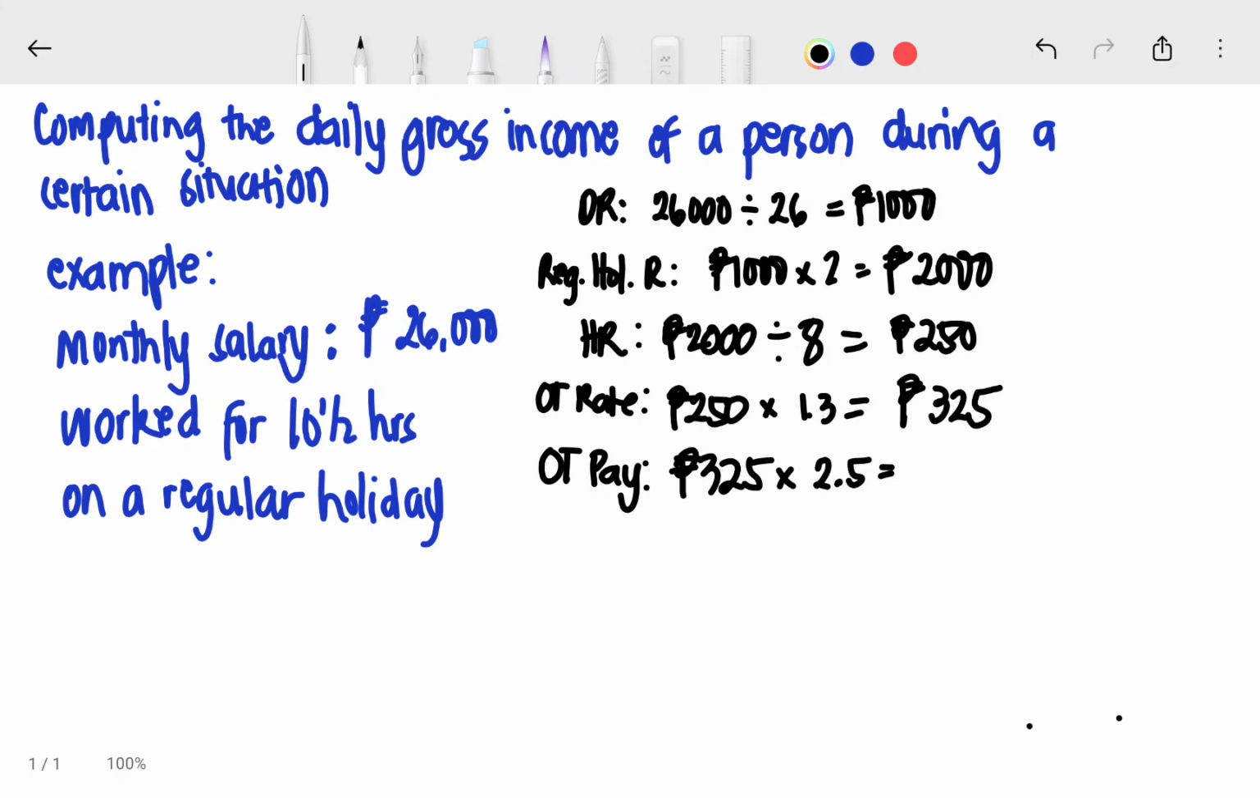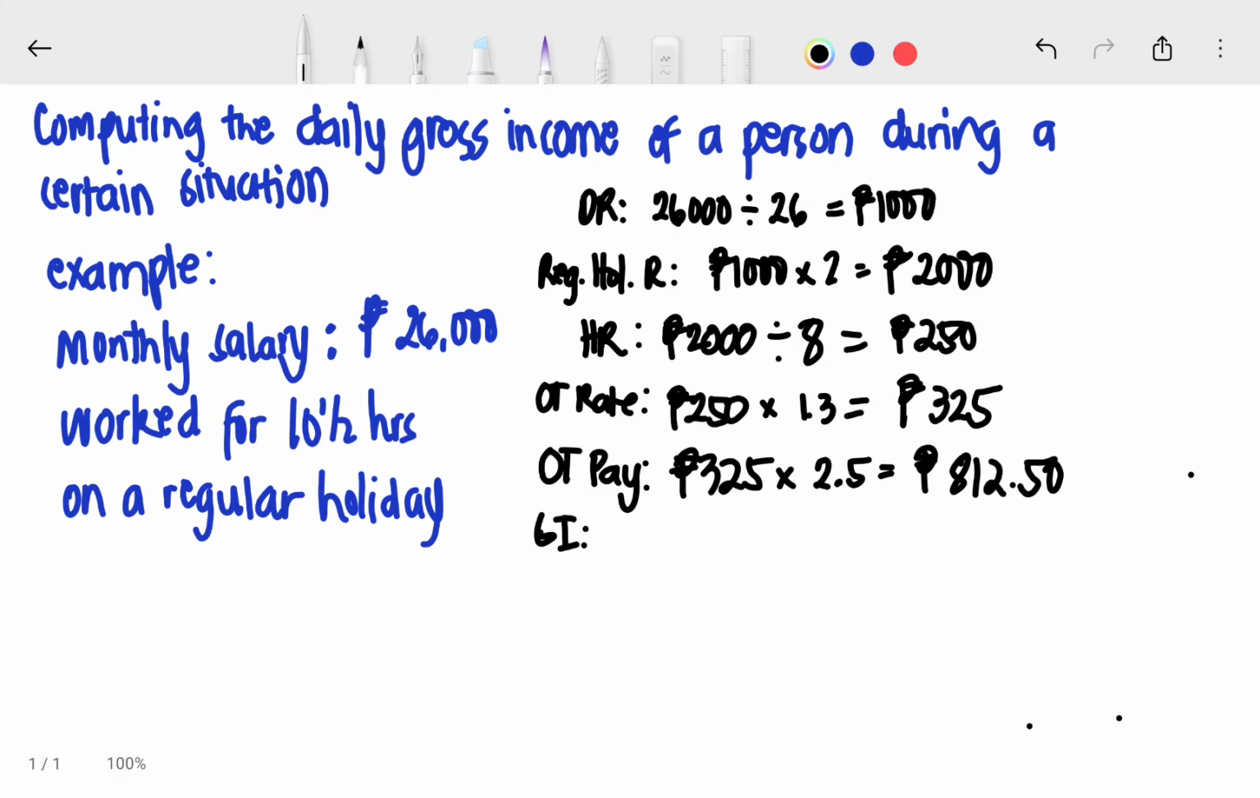Okay? So, 325 times 2.5. So, you're going to have the answer to be 812.50. Will that be our final answer? No. We need to know the daily gross income or the gross income of that person for that day. Oh, ano po yung magiging gross income niya para sa araw na yon?